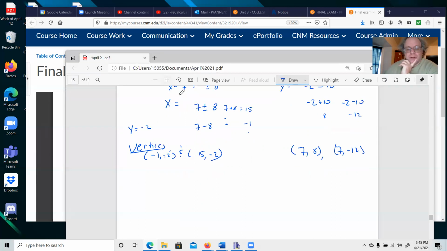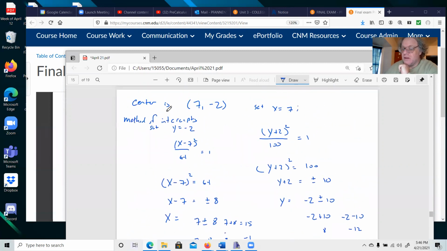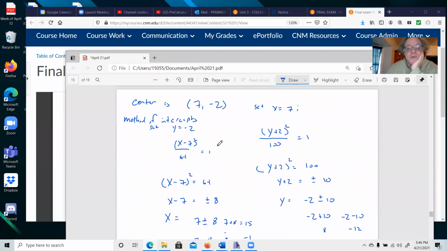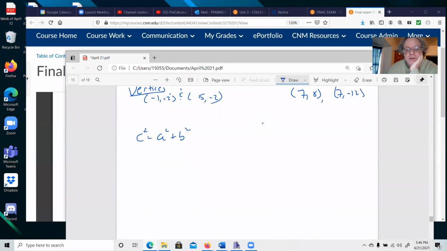Foci. For a hyperbola, c squared is equal to a squared plus b squared. The c is going to be plus or minus that from the center, and again along the x part because the hyperbola opens from side to side. So what are we looking at here? We're looking at 100 plus 64. So c squared is equal to 100 plus 64. c squared is equal to 164.